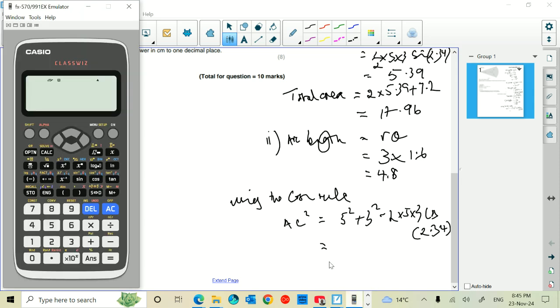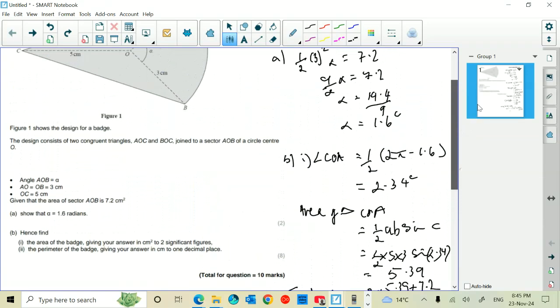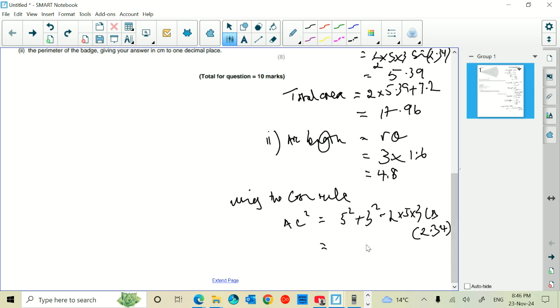So we have our calculator and we do all in one go, and we have the square root of 5 squared plus 3 squared minus 2 times 5 times 3 and the cos of 2.34, and that will give us 7.41, but we need to double that because we've got two congruent triangles, and of course we must add, I forgot to put that in there, we must add 3 lots of 1.6, 4.8. We must add 4.8.